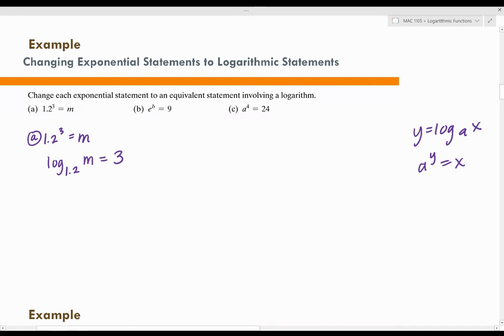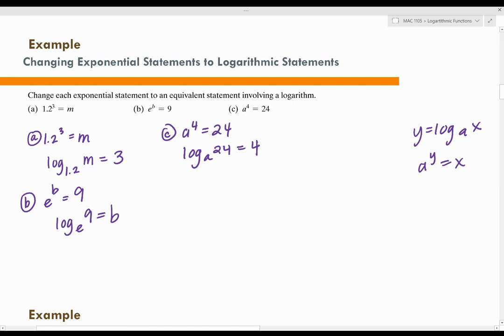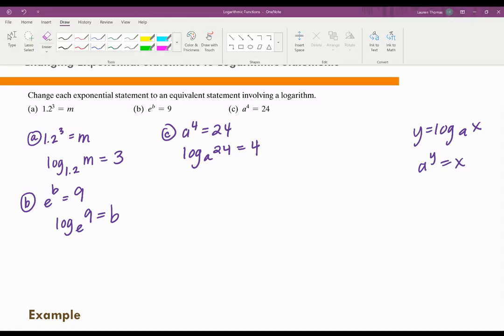All right, let's do b. For b, we have e to the b power equals 9. So in log form, we would say log base e of 9 equals b. That's it in logarithmic form. And let's do c. c is a to the 4th equals 24. So in log form, it would be log base a of 24 equals 4. If you need to, for each problem, you can label what the a is, what the x is, and what the y is. Let's actually do that so you guys can see it.